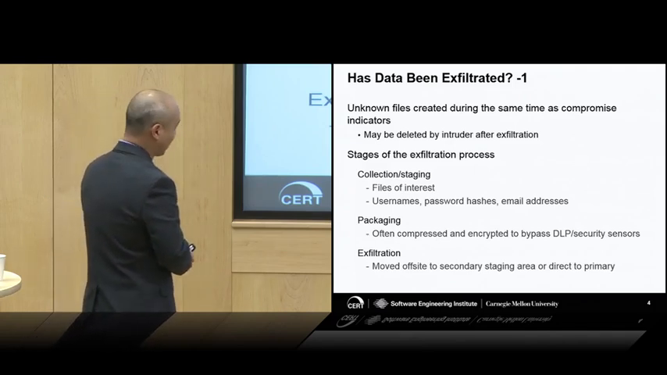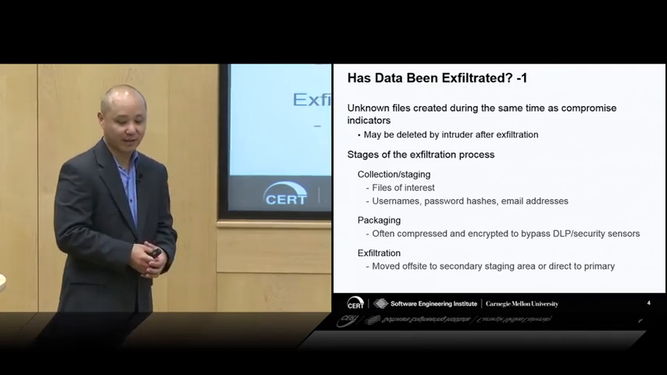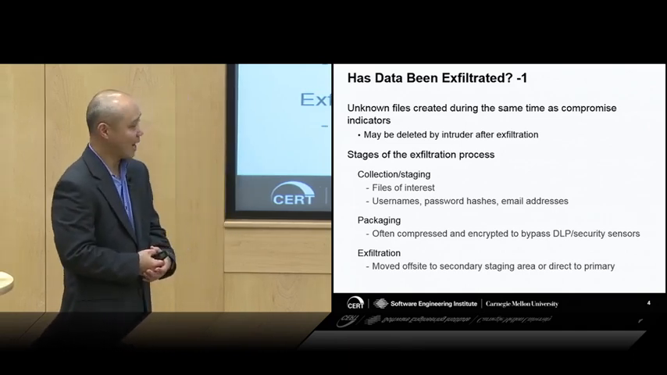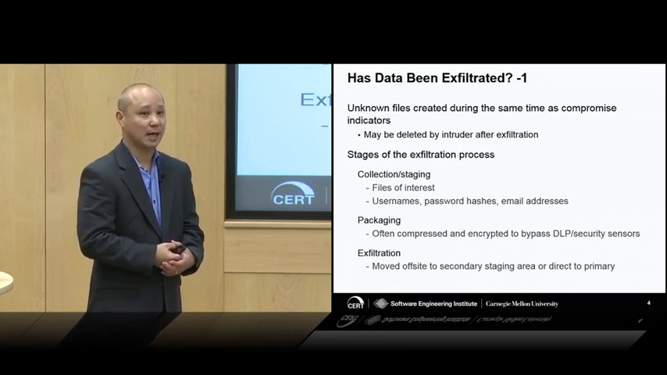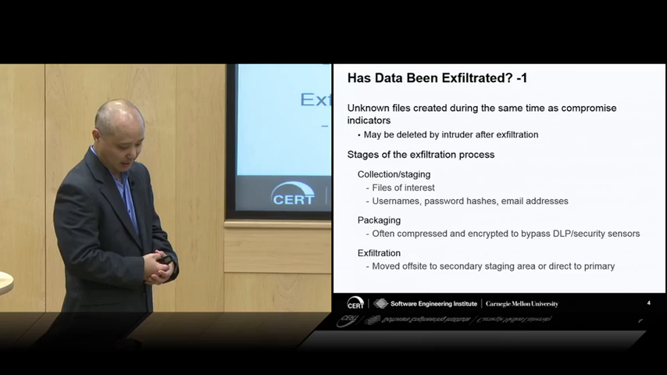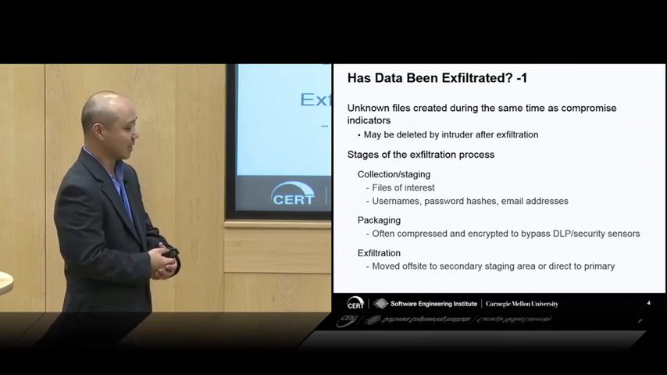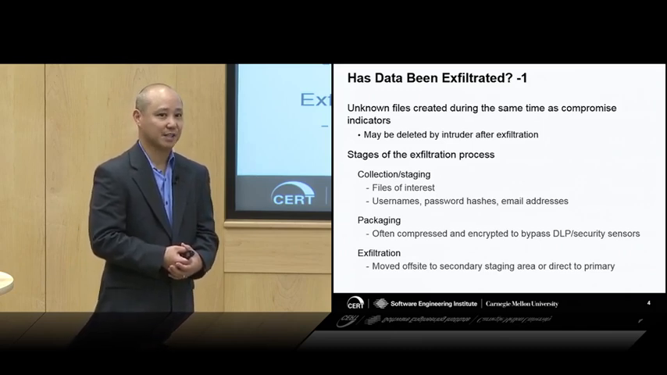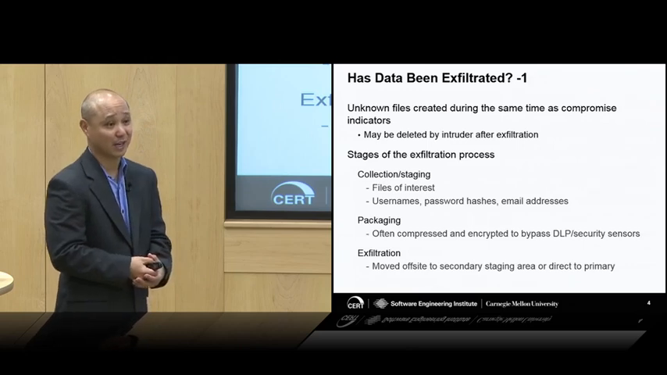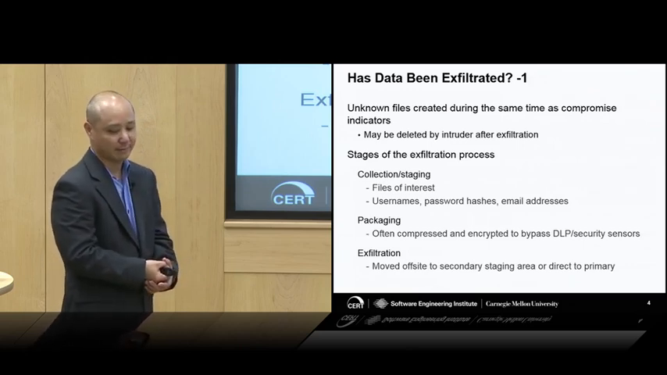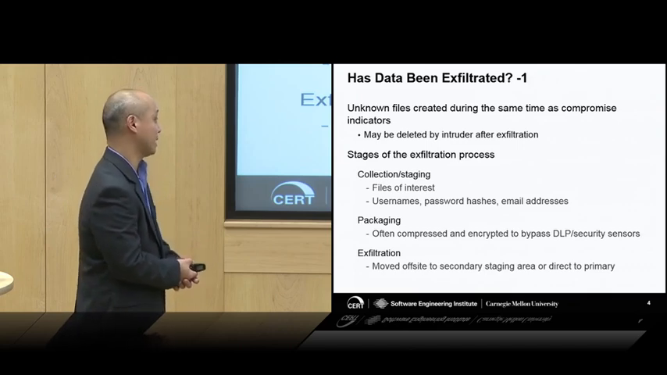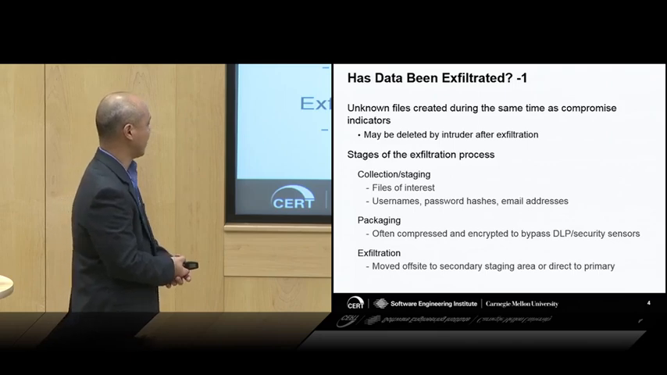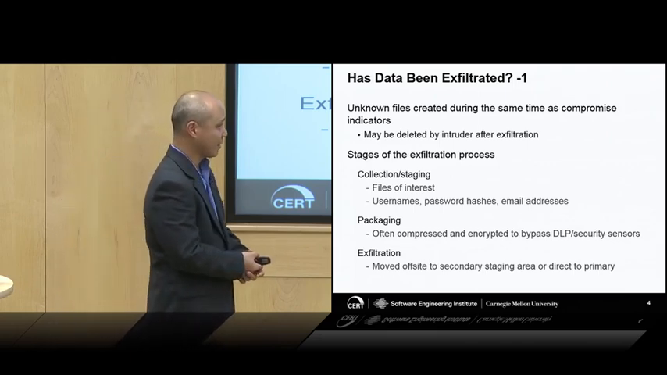Packaging: they'll make it a smaller footprint leaving and also take less time. They will compress all the files together, and a lot of times to hide it, they will also encrypt that package. They'll try to bypass DLP, data loss prevention systems, and security sensors. They'll also break them into smaller packages flowing through, so it doesn't look like a giant 8 gigabyte or 13 gigabyte file flowing through. And then they'll exfiltrate and move it off-site, sometimes to a secondary staging area.